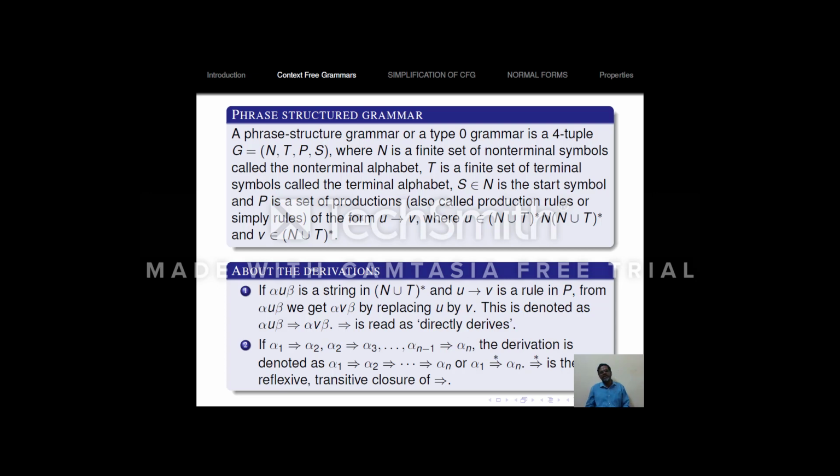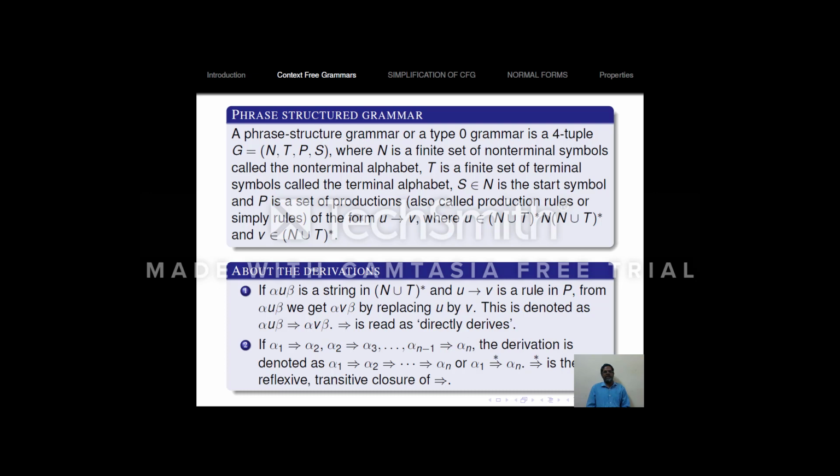Coming to the right hand side, the right hand side can be in (N union T)*. Exclusively it can be N, it can be T, or a combination of them. So now you will be able to understand why we sandwich this N between two (N union T)*, because (N union T)* can give out purely a sequence of non-terminals or a sequence of terminals. Usually on the left hand side, there should be at least one non-terminal, which will be replaced by the V which appears on the right hand side.